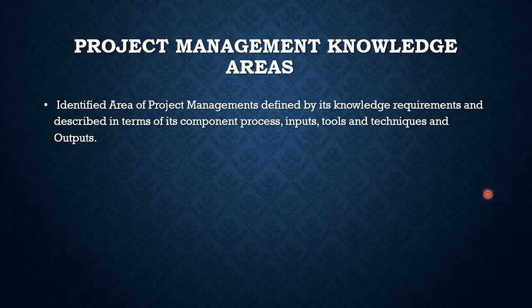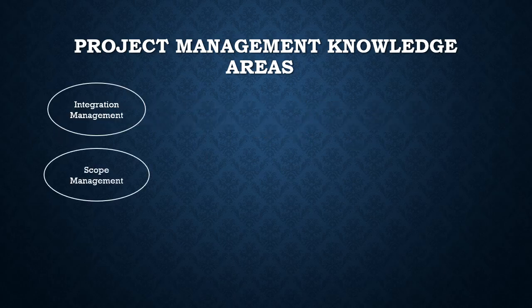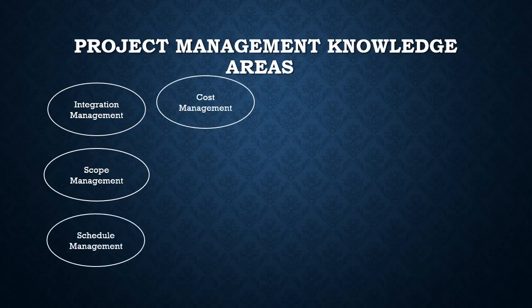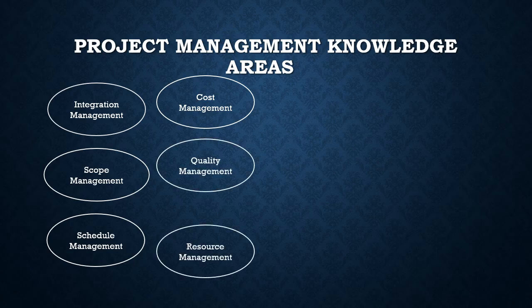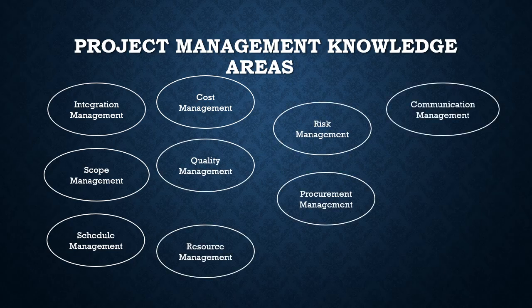Then the project management knowledge areas. Knowledge areas are defined by their knowledge requirements and can be described in terms of components, processes, inputs, tools and techniques, and outputs. There are a total of 10 knowledge areas prescribed by PMI: integration management, scope, schedule, cost, quality, resource, risk, procurement, communication, and stakeholder.